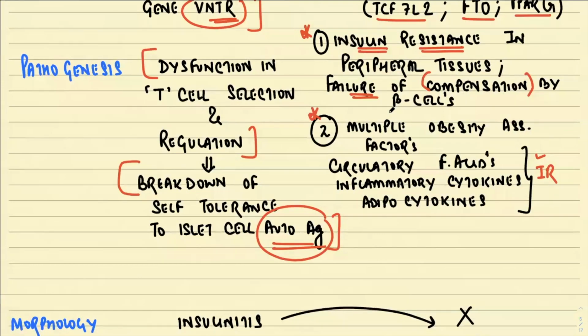Also very important over here is that multiple obesity associated factors, like increased amounts of fatty acids in the circulation and increased inflammatory cytokines called adipokines or adipocytokines, are all contributing to insulin resistance.